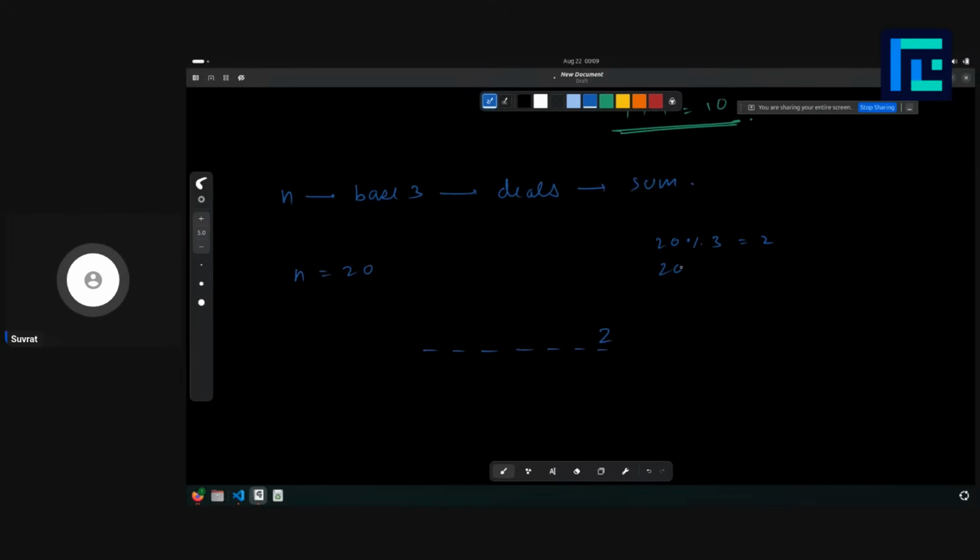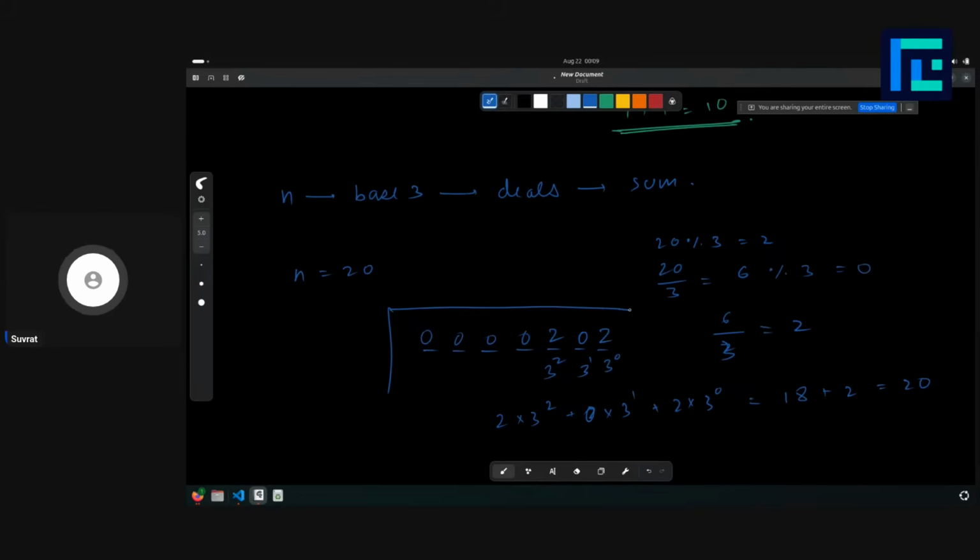Then we do 20 divided by 3, which is 6. 6 mod 3 is 0, and 6 divided by 3 would give us 2. 2 mod 3 would give us 2, and then zeros. So we can verify also. This is 3 to the power 0, 3 to the power 1, 3 to the power 2. So 2 into 3 to the power 2 plus 0 into 3 to the power 1 plus 2 into 3 to the power 0 is nothing but 18 plus 2, which is 20. So this is the correct base 3 representation.